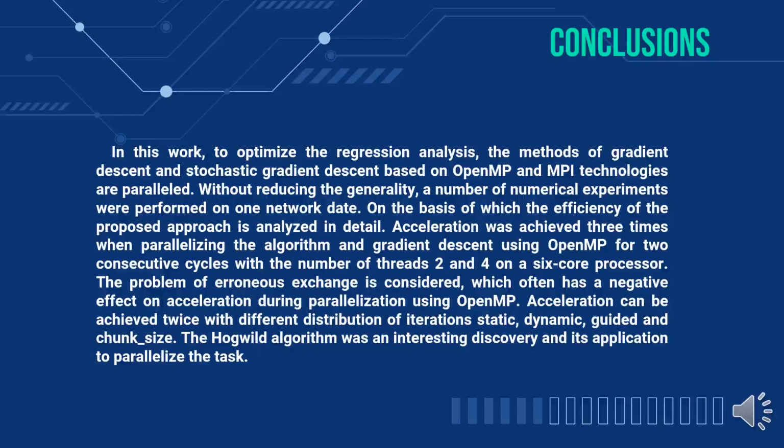Acceleration of 3 times was achieved when parallelizing the gradient descent algorithm using OpenMP for 2 consecutive cycles with numbers of threads 2 and 4 on a 6-core processor. The problem of false sharing is considered, which often has a negative effect on acceleration during parallelization using OpenMP. Acceleration can be achieved twice with different distribution of iterations: static, dynamic, guided, and chunk size. The Hogwild algorithm was an interesting discovery and its application to parallelize the task.